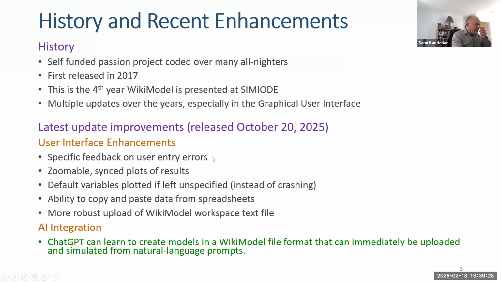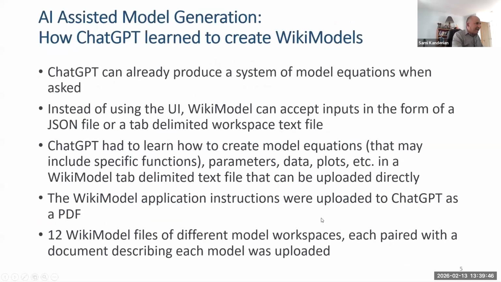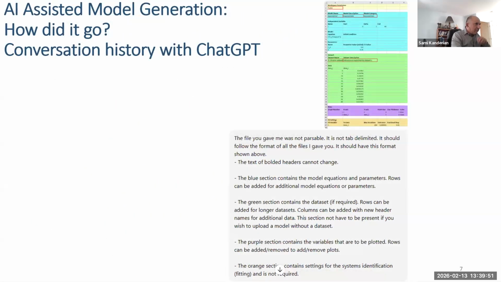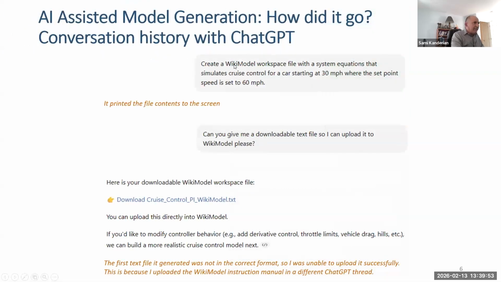So back to my slide, I wanted to show how you can integrate ChatGPT with WikiModel so that you can create models from prompts, and WikiModel will create this file that you can upload directly into WikiModel to simulate. Here's an exercise that I tried. I first asked it: create a WikiModel file with a system of equations that simulates cruise control for a car starting at 30 miles per hour, where the set point speed is set to 60.